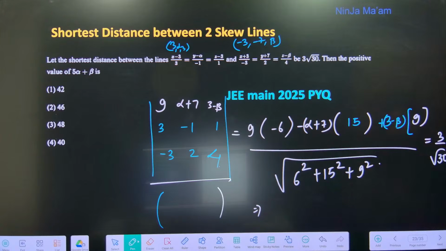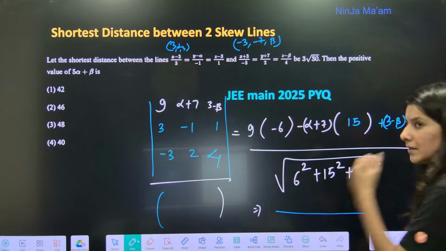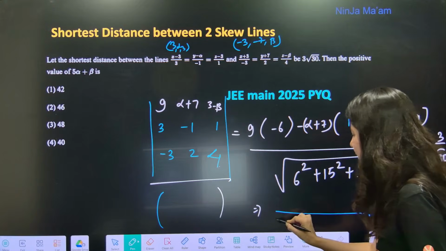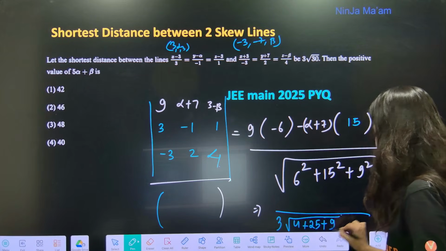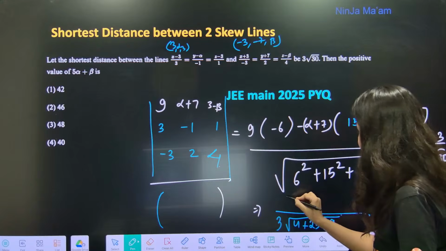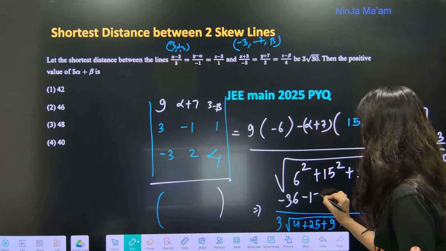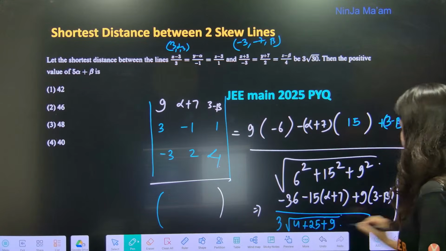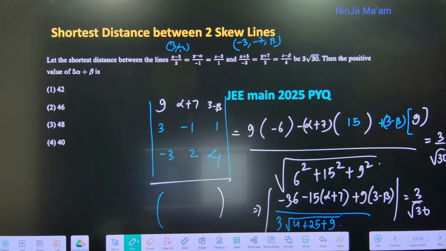You just have to equate it. So now, can you see, from the denominator I can take 3 out. If you take 3 square out, it will become 9. So this is 4 plus 25 plus 9. And 3 is right there. So 9 6s are minus 30. So this is minus 36, and then minus 15 alpha plus 7 plus 9, 3 minus beta is right there. Mod, let's not forget, equals 3 by root 30. What is this? Tell me. 25.